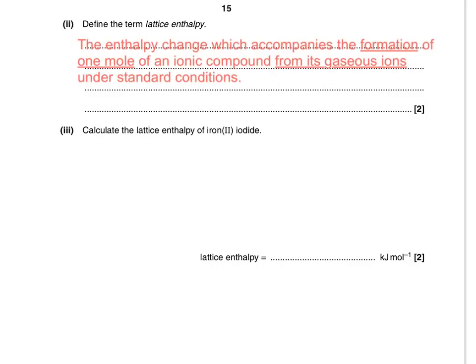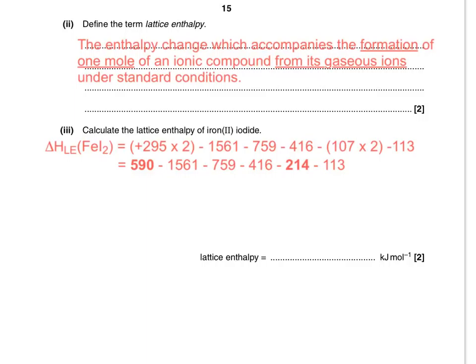So I'm going to put the calculation down for you. Notice that I put in bold the 2 things that I needed to multiply by 2. Quite a common mistake is forgetting to do that. So those would be the 2 atomizations of iodine, and also the 2 electron affinities of iodine. So that gives us -2473.